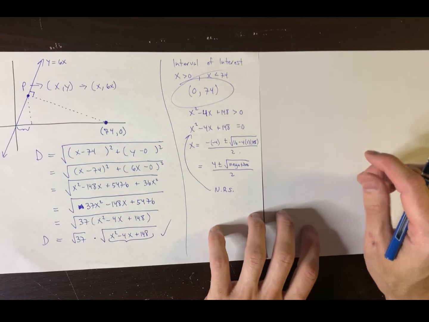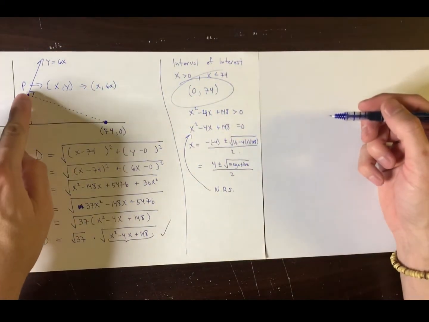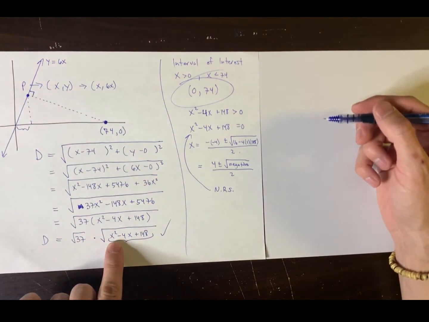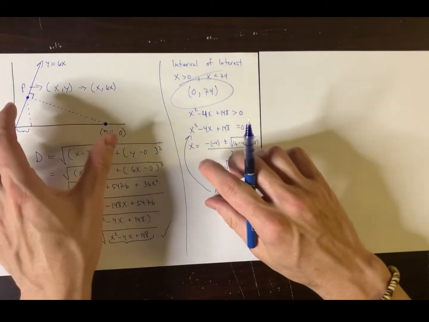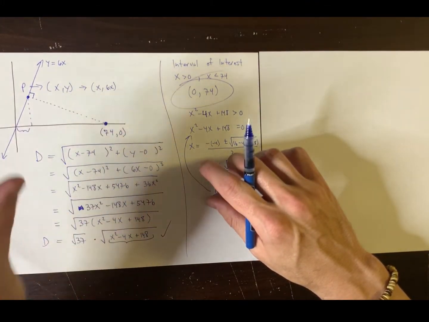Now to finish this problem, we have to find the actual coordinates of point P. And to find the coordinates of point P, we have to discover what x is. And recall what we're trying to do. We're trying to minimize this distance. Minimize it. Make this distance as small as possible.